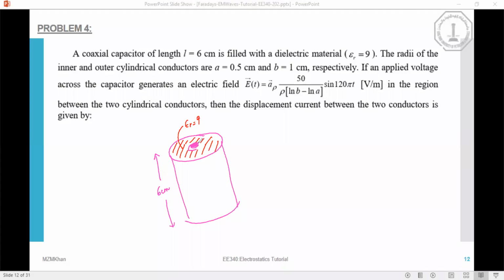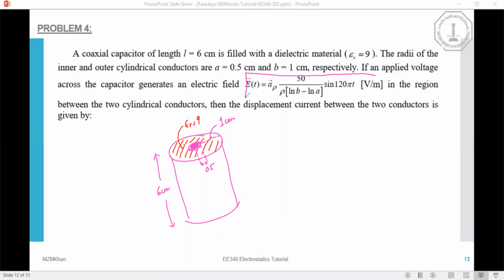So the inner conductor, its radius is 0.5, and the outer conductor radius is 1 centimeter. If a voltage is applied across the capacitor, so it is connected to a voltage source, that is generating an electric field of this.